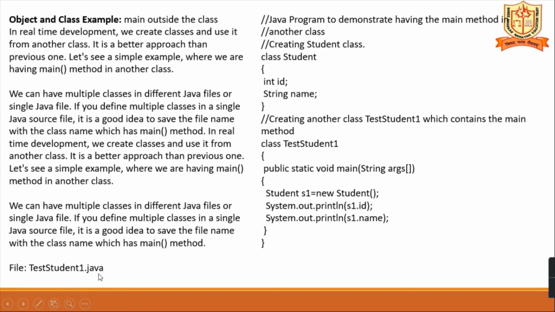So how to save the file? Save with class name dot java. Here two classes are there. Then how to save, which name are you supposed to give? The class which is having the main method, that name you are supposed to use. Is it clear? Here Student class and one TestStudent are there. Then we are using this TestStudent1.